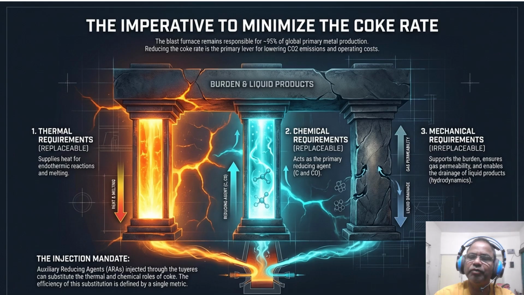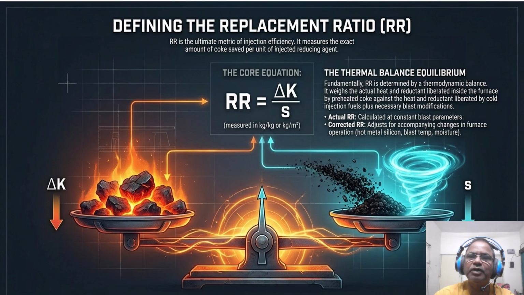Now coming to our next slide, which is on defining replacement ratio, and look at this balance scale. On the left we have delta K, the coke saved. On the right, S, the injectant agent. So RR is the ultimate metric of efficiency, weighing the heat and reductant liberated by preheated coke against that liberated by the cold injection fuel.